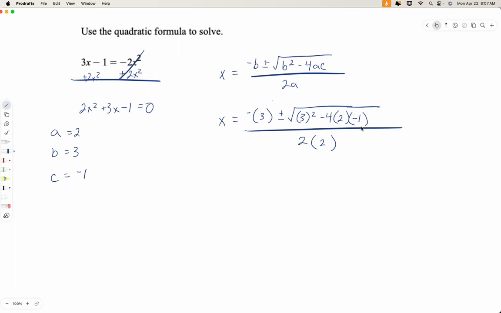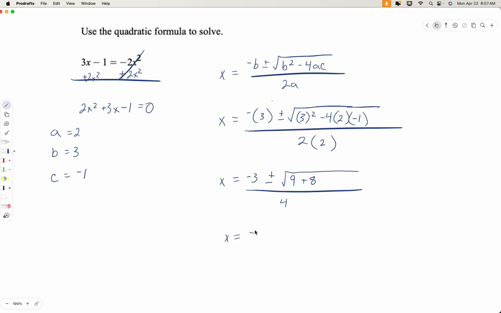So now we can multiply, do all the things. The opposite of a positive 3 is a negative 3. Plus or minus the square root of 3 times 3, that's 9. And we have a negative 4 times 2 is a negative 8. Negative 8 times negative 1 is a positive 8. And that's all over 4.